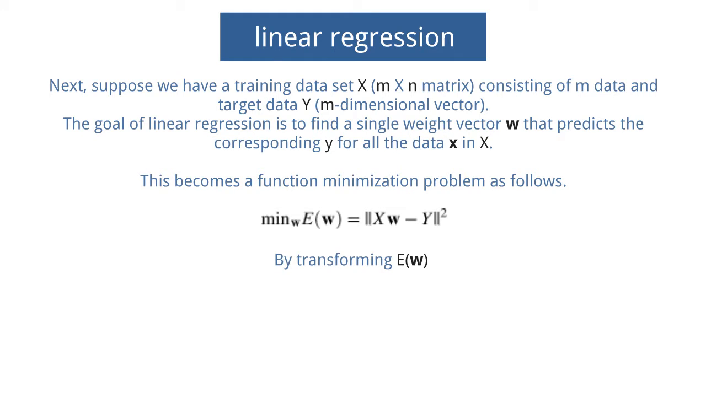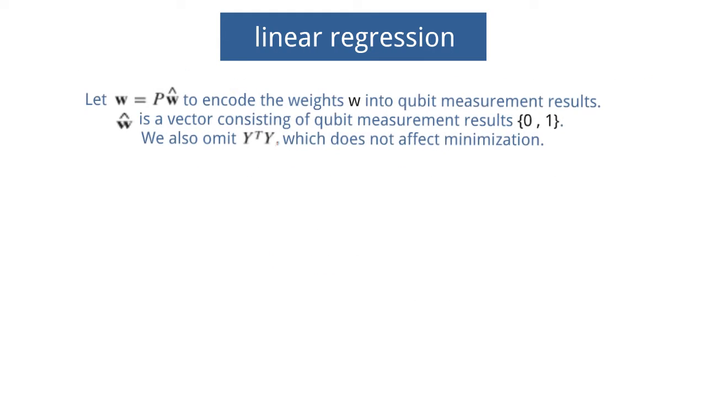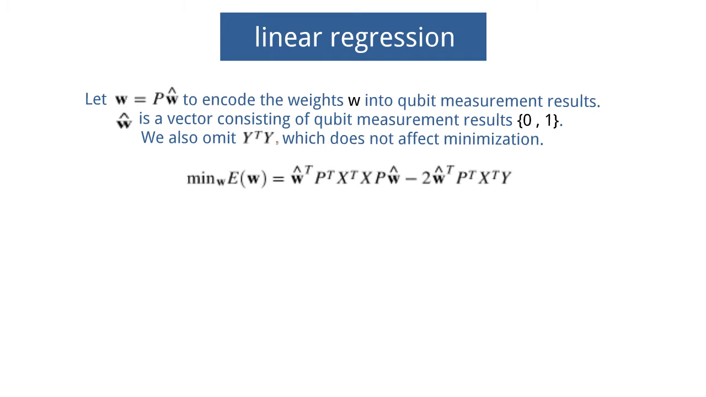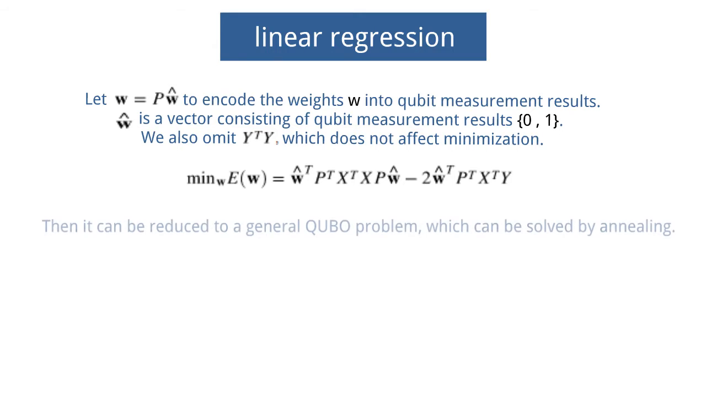By transforming E(w), let w equal P hat w to encode the weights w into qubit measurement results. Hat w is a vector consisting of qubit measurement results, 0 and 1. We also omit y to the power T y, which does not affect minimization. Then it can be reduced to a general QUBO problem, which can be solved by annealing.